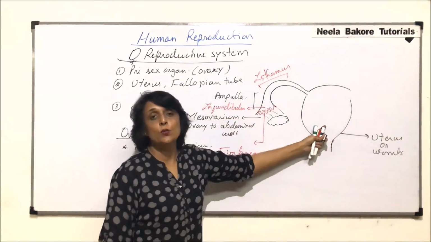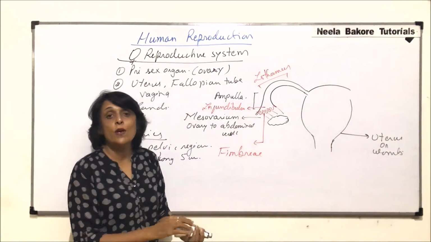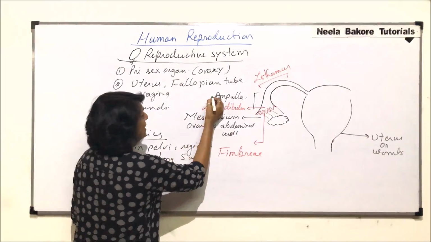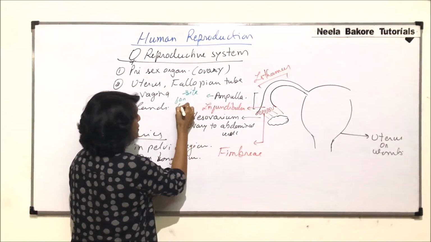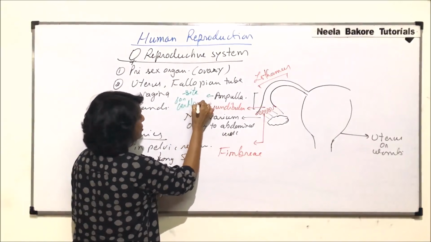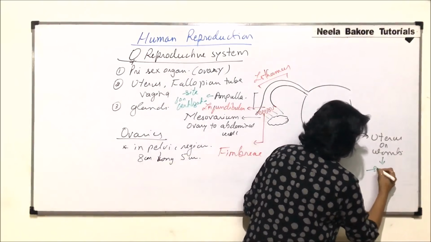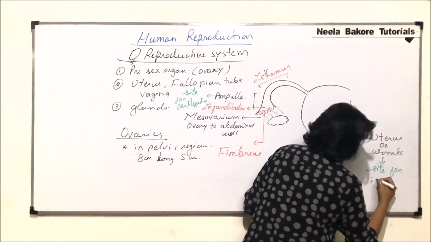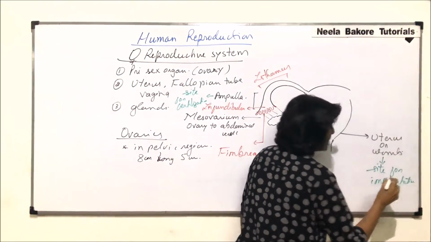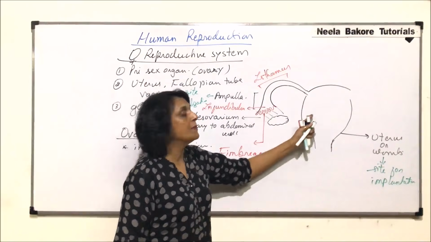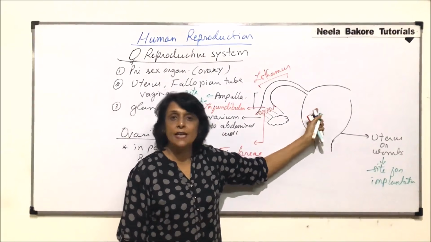This is the place where implantation takes place. Ampulla is the place where fertilization takes place. So ampulla is the site for fertilization and uterus is the site for implantation. If zygote is formed, it will come here and will get implanted, placenta formation, everything will take place here.